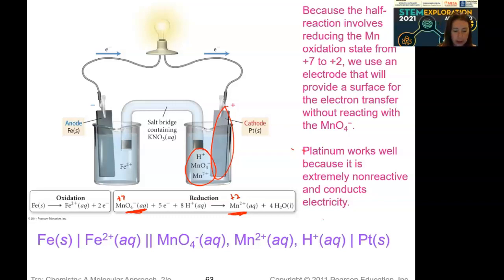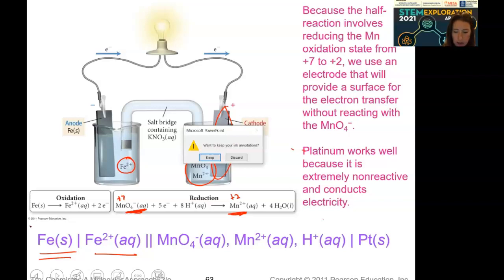Okay, so if we look at this, our oxidation here, again, this is our aqueous here. Here's our electrode, so here's our oxidation.